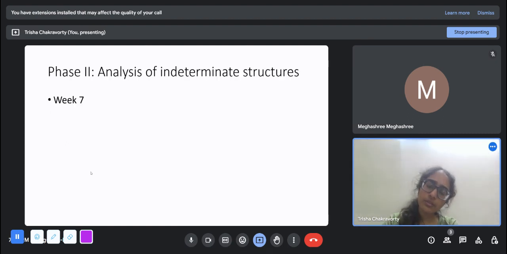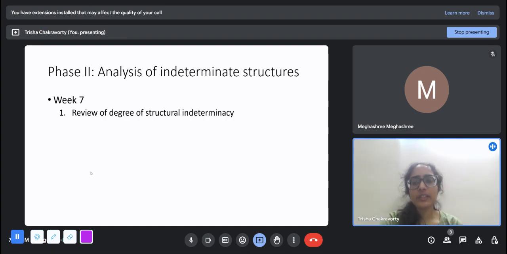Then we moved on to phase 2 of this course, that is, analysis of indeterminate structures. In week 7, the previous week, we reviewed the degree of structure indeterminacy, which we also will do today for trusses in particular.